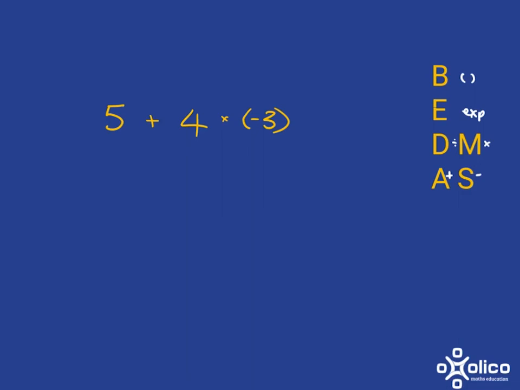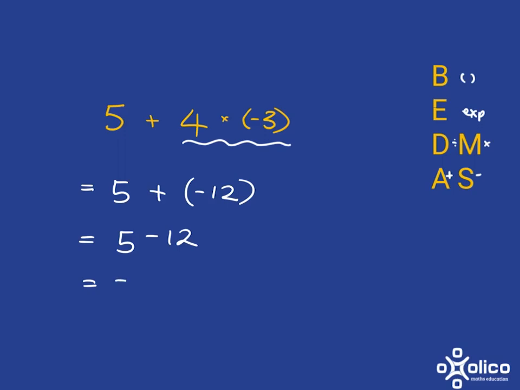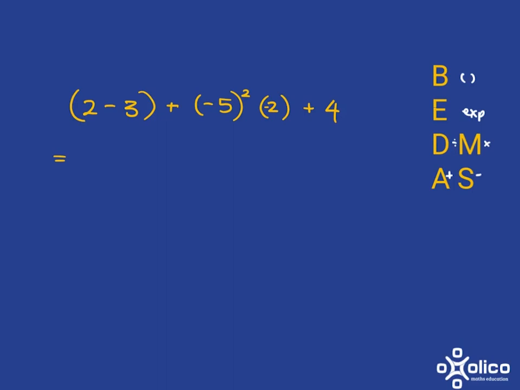So if we're faced with having to do a calculation like this, the first thing we're going to do is to do that multiplication there, 4 multiplied by -3. And so what we're going to get is 5 plus 4 multiplied by -3, which is -12. And then here we're adding in a negative, so that's just the same as subtracting. And 5 subtract 12 is going to be -7.